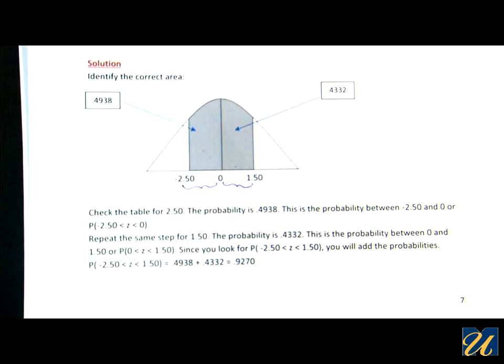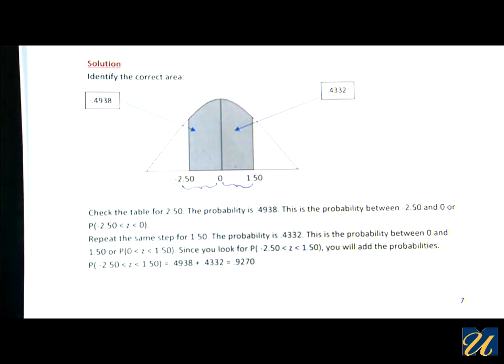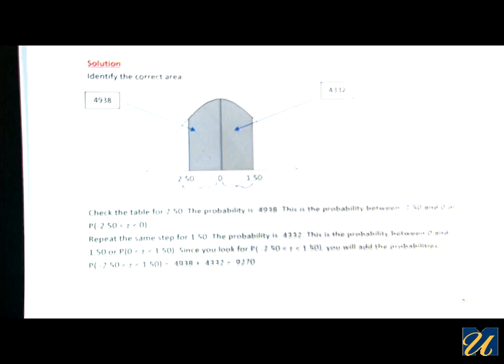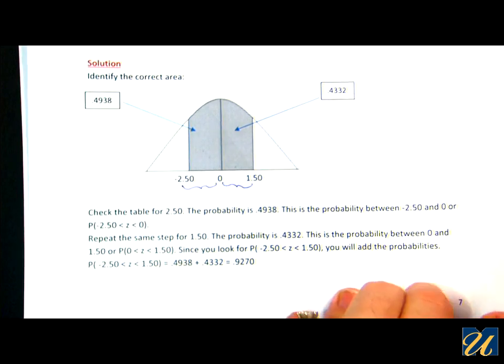So as a rule, if you're looking for an area between two values where the mean is inside that area, as you can see here, or if you're looking for an area between a positive and a negative z-score where the mean will be in the middle, then check the corresponding probabilities for each z-score, and then whatever you get from the table, you add them.